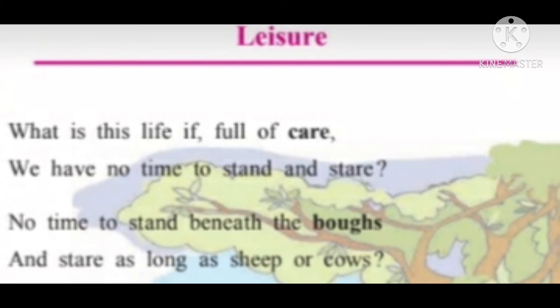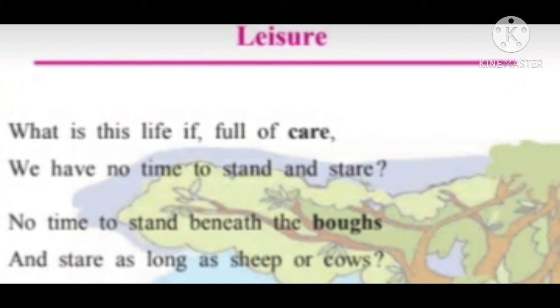and we don't have time to look towards the beauty of nature. First and second line, both lines are examples of alliteration because in the first line the initial sound W is repeated and in the second line the initial sound S is repeated. Here, from the first couplet, the poet wants to ask a question, what type of life are we leading if we have no time to appreciate the beauties of nature?